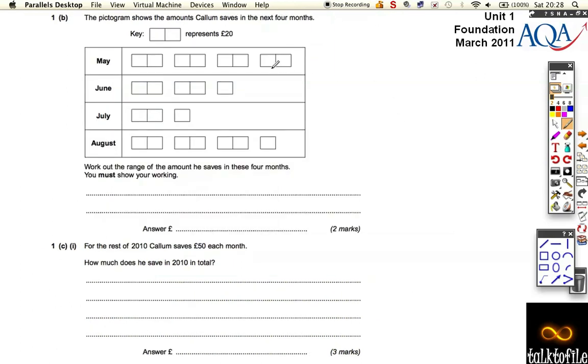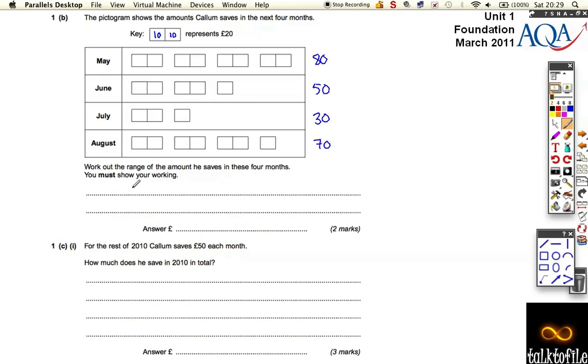This time we've got, for the next 4 months, carrying on, same guy, Callum, it's May, June, July, August. So two boxes represents 20, so that must be £10 each. Before I see anything, I would just count these up in case I need them. So we need 10, 20, 30, 40, 50, 60, 70. This is £80 saving. This is a £50 saving. This is £30 of saving. And he saved 10, 20, 30, 40, 50, 60, £70.